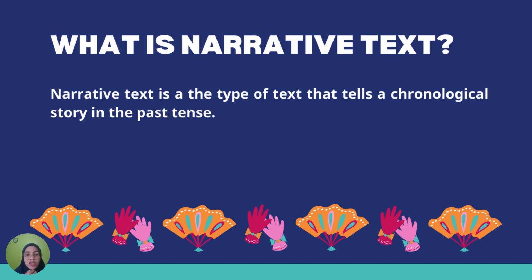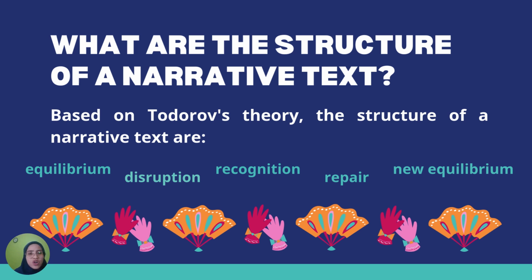Okay, before going further, let's check what a narrative text is. Narrative text is a type of text that tells a chronological story in the past tense. What is the structure of a narrative text? Based on Todorov's theory, the structure of a narrative text are equilibrium, disruption, recognition, repair, and new equilibrium.